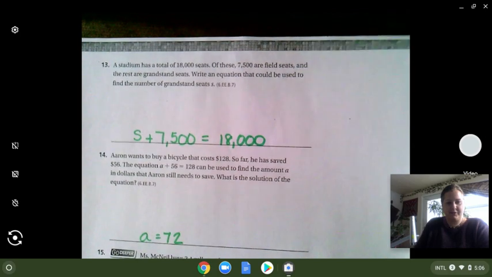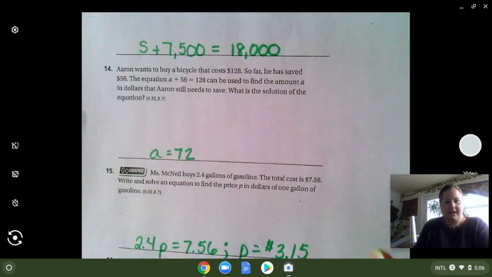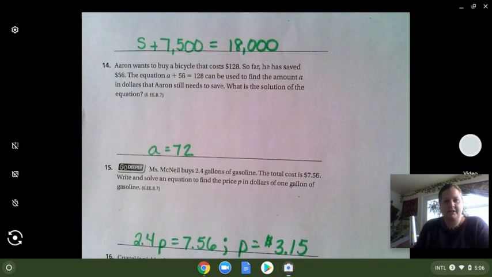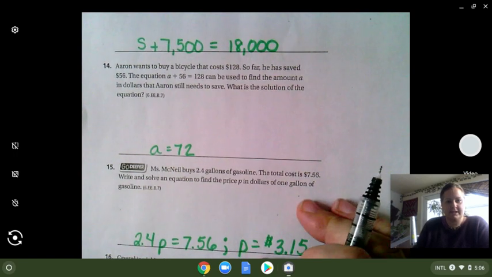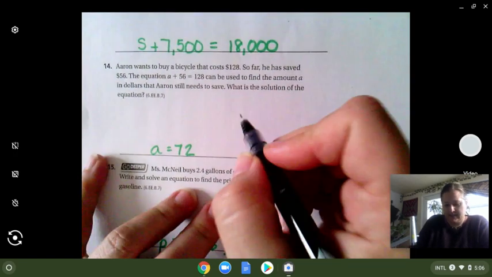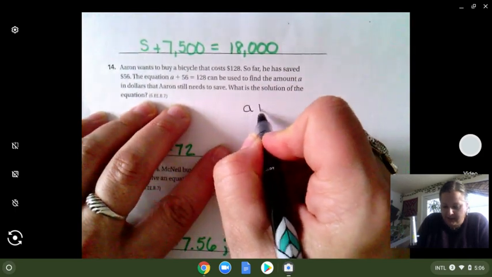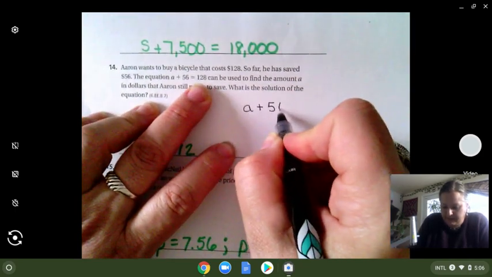All right, number 14, Aaron wants to buy a bicycle that costs $128. So far, he has saved $56. Write an equation. The equation A plus 56 equals 128 can be used to find the amount A in dollars that Aaron still needs to save. What is the solution to the equation? So the solution is 72, but I would like to go over with you how to get that solution.